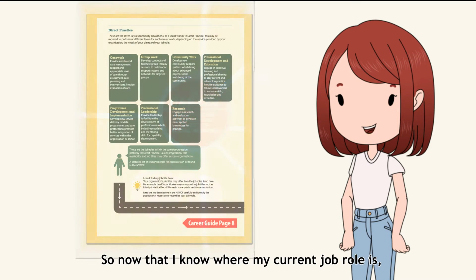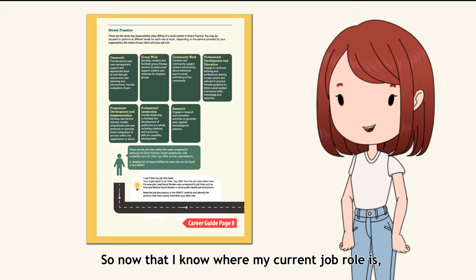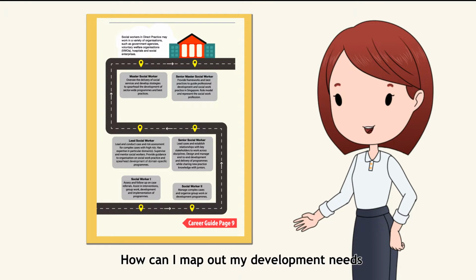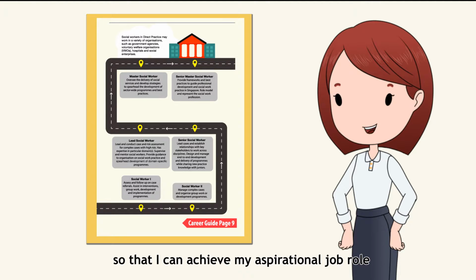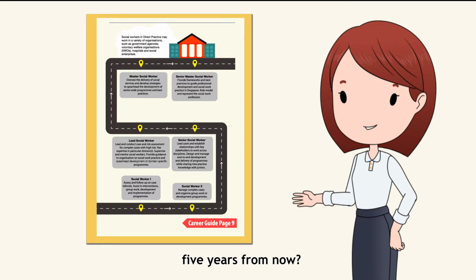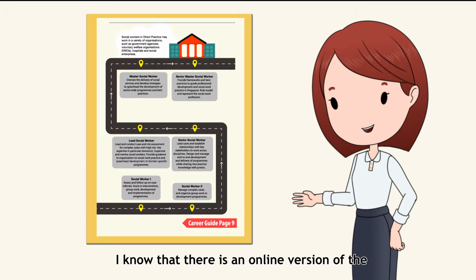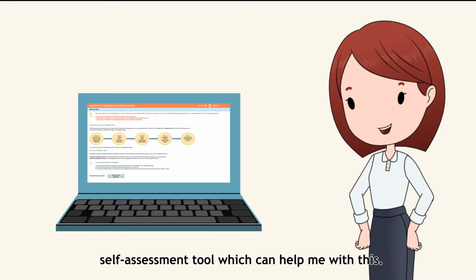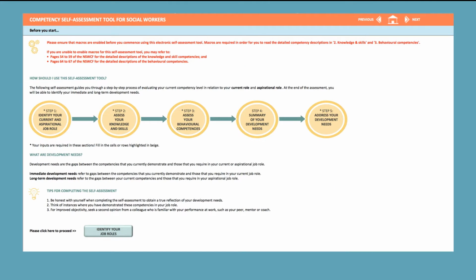Great! So now that I know where my current job role is, how about 5 years down the road? How can I map out my development needs so that I can achieve my aspirational job role 5 years from now? I know that there is an online version of the self-assessment tool which can help me with this. Let me check it out.